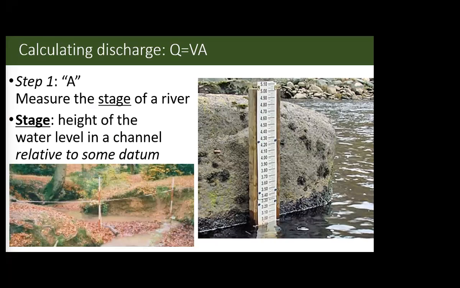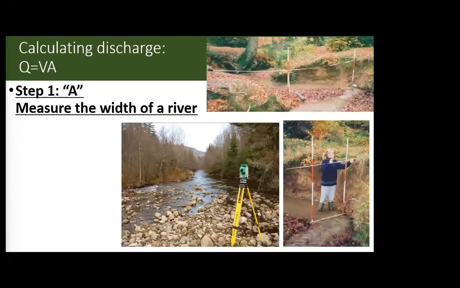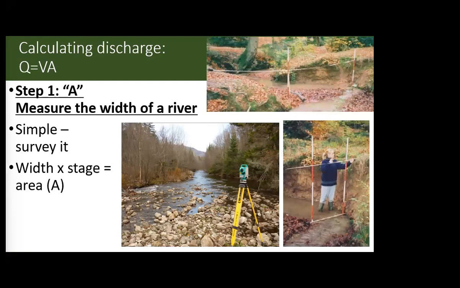So we're going to measure the height of the river. Then we're going to measure the width of the river. That's from bank to bank. And we can do that through just measuring it or by surveying it. Surveying is probably the preferred way, a lot more accurate. So that's going to give us an area. The width times the stage, it's just feet by feet, that's area.